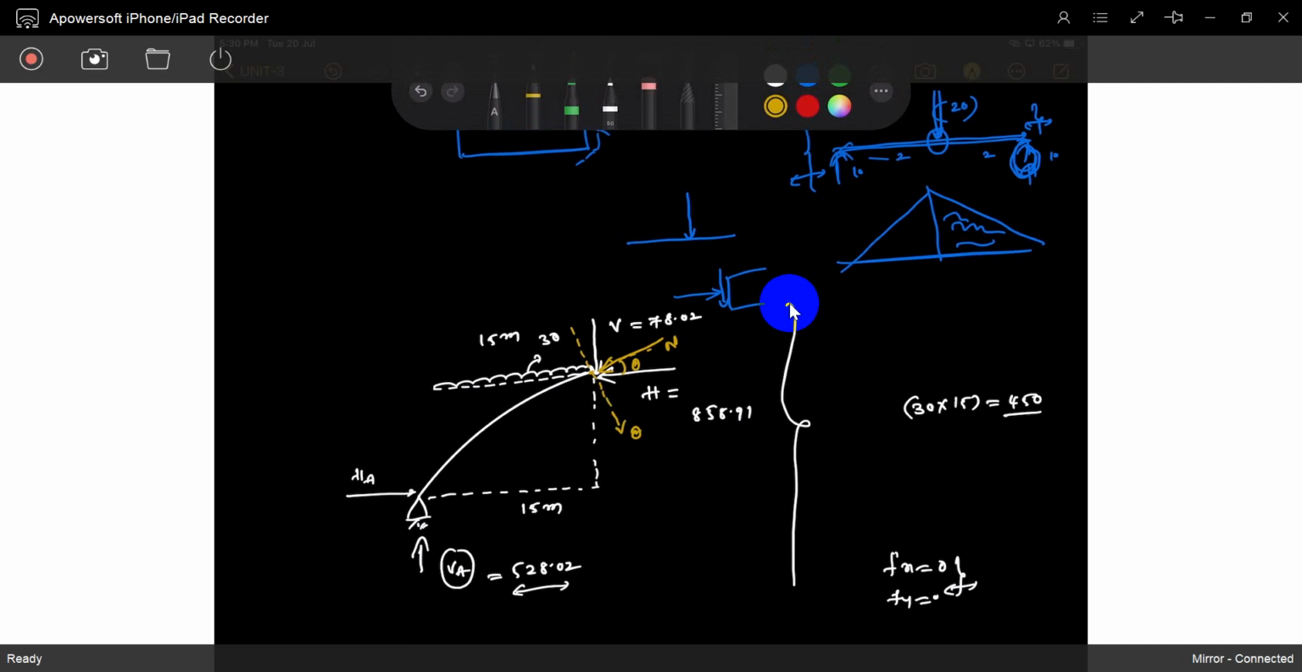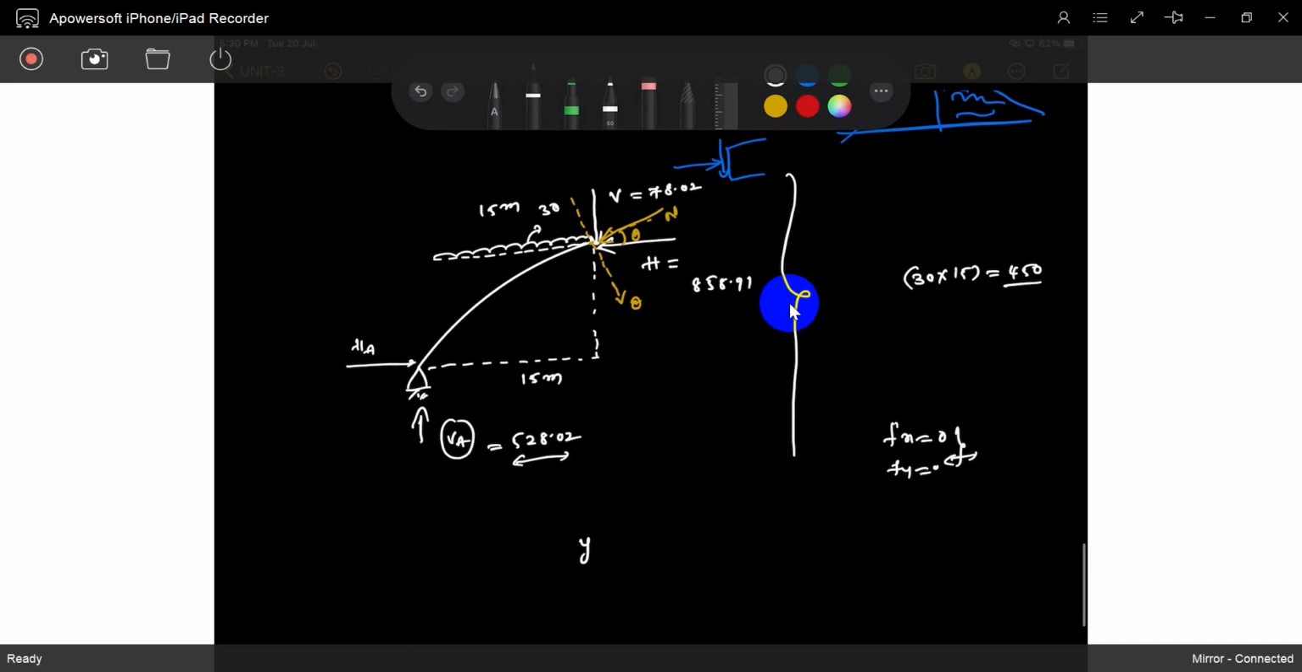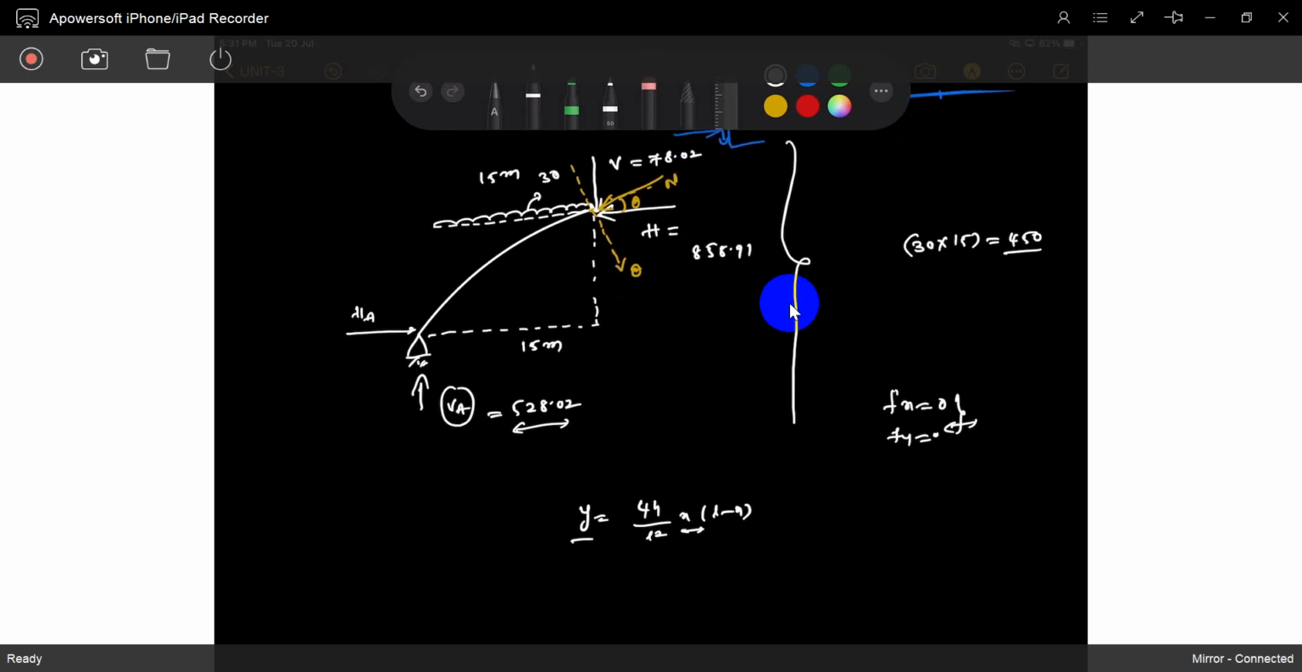So what is theta? You already know y is equal to 4h by L square, x into L minus x. So this is y, this is x. If you differentiate it, dy by dx, what will you get? Differentiation will give the slope.